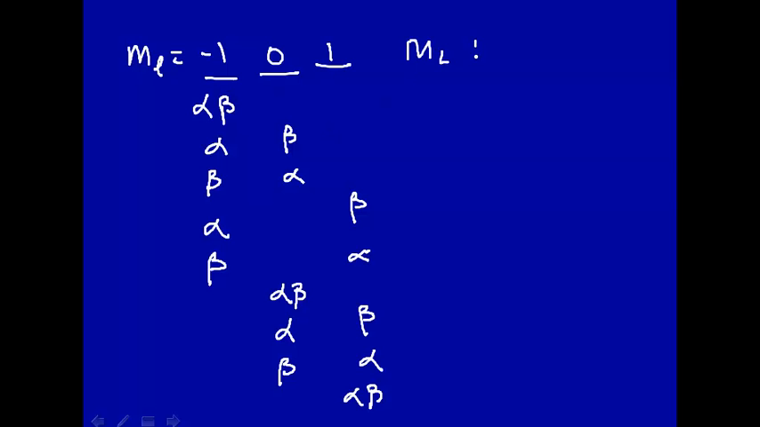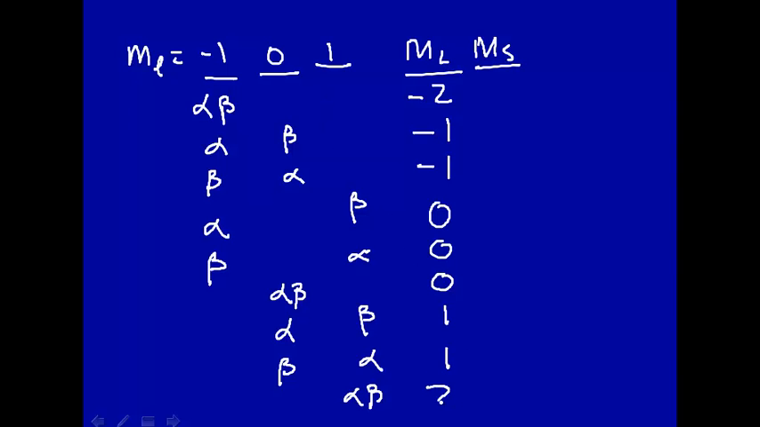Let's see what M sub L and M sub S will be here. M sub L, we got 2 minus 1, so this will be a minus 2. Here we have a 1, a minus 1. Here we have, again, a minus 1. Here, a minus 1 and a 1, that's a 0. This will be a 0. Both of these are in the 0, so that'll also be a 0. Here we have alpha and beta, 1 and 0, 1 and plus 1, so this will be a 1. That'll also be a 1. Here they're both in the plus 1, so that'll be a 2.